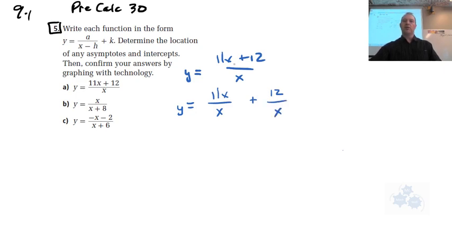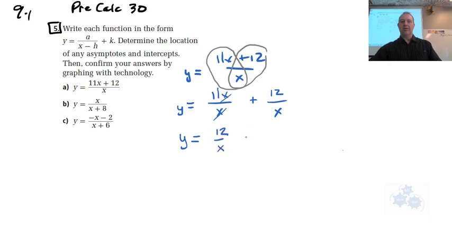Because remember the rules for adding fractions. If you have a common denominator, you can simply combine the tops. So that's kind of what we have here. We have 11x over x and we have 12 over x. So this one's pretty easy, I would say, because these x's are going to cancel out, and you're going to have 12 over x plus 11. And here's the 12 over x plus 11. So you have that in that format right there.